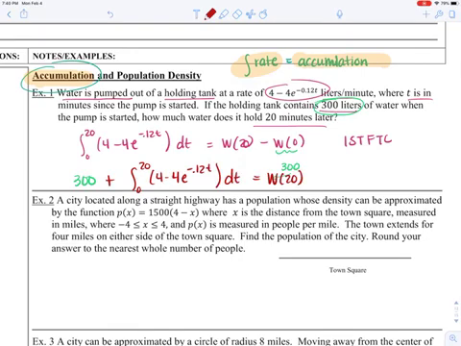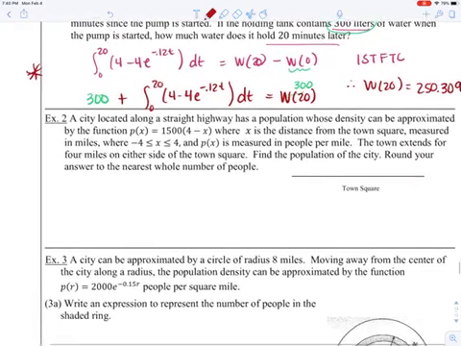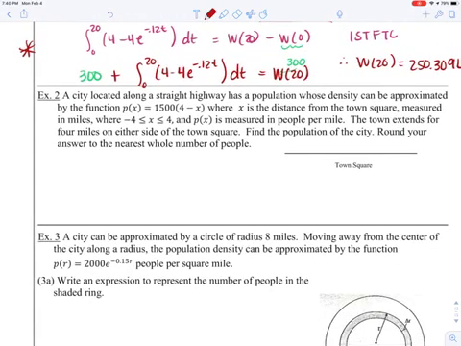Now, you can type this in your calculator and come to the conclusion that W of 20 is 250.309 liters. A question like this, you have done before, a simple manipulation of first FTC. The kind of question you haven't done, though, is one like questions number 2 and 3. It says, a city is located along a straight highway. The way that I would imagine this is, imagine if you had one road and the town square was right here, smack dab in the middle of this road, okay? So it says its density can be approximated by this function.